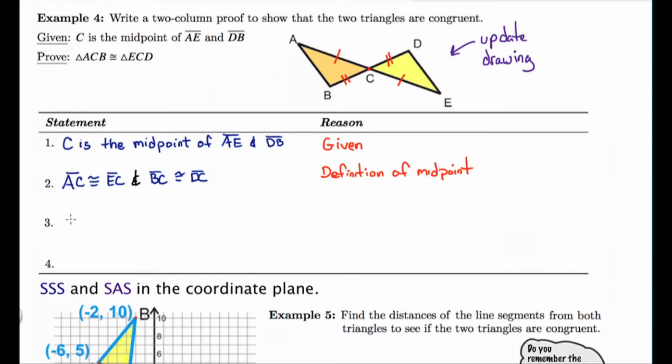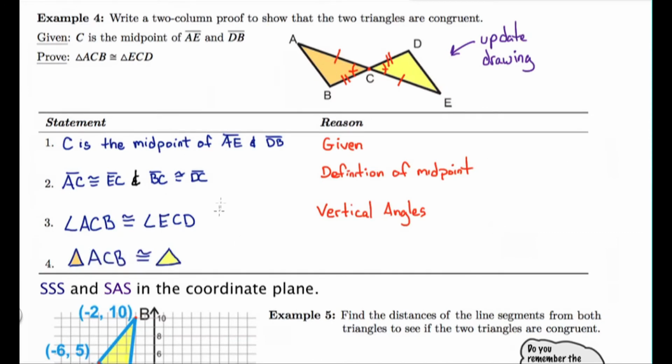So now I'll update my drawing to show what's congruent. And then I know that angle ACB is congruent to angle ECD because these are vertical angles, and vertical angles are congruent. So update my drawing. Now I know that triangle ACB is congruent to triangle ECD, which is in the proof statement, and that is because of the side angle side postulate.